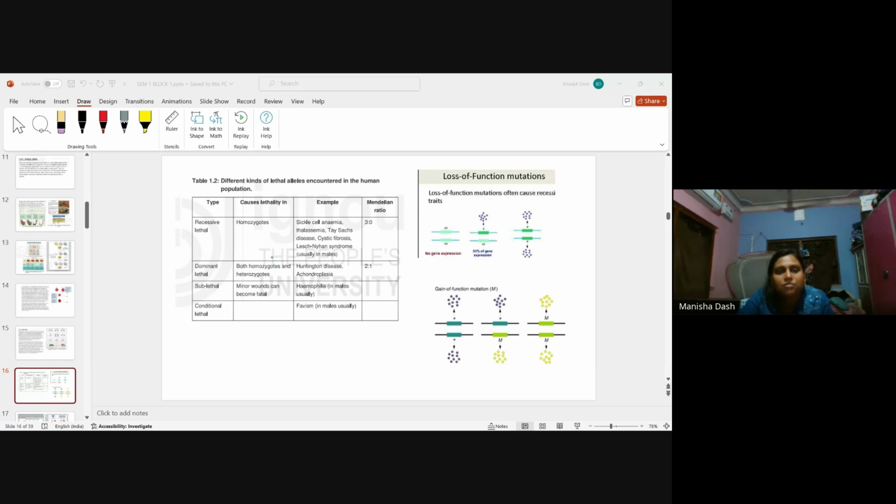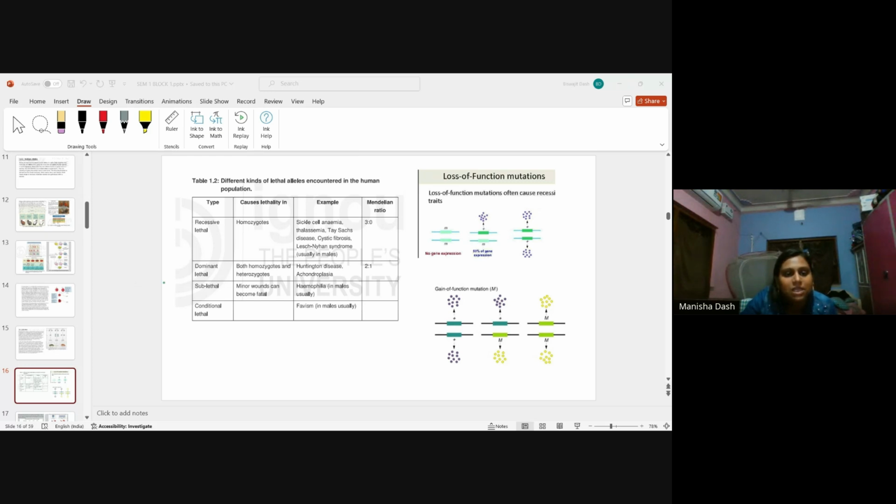So here the ratio will be 3:1. That means if we cross two heterozygous parents, the homozygous recessive genotype will always die. Similarly, there could be certain dominant lethals, like Huntington's disease and achondroplasia. These are diseases where the homozygous dominant will be lethal, or it will be dead.